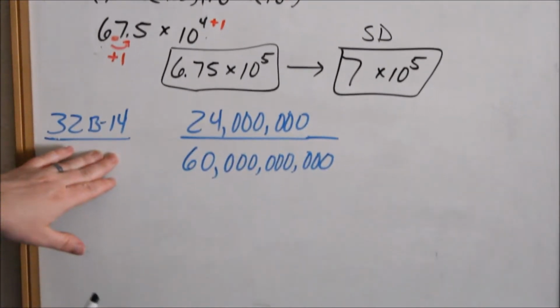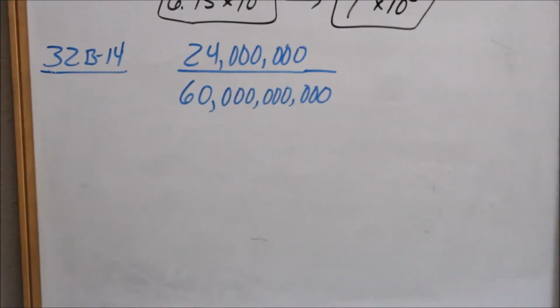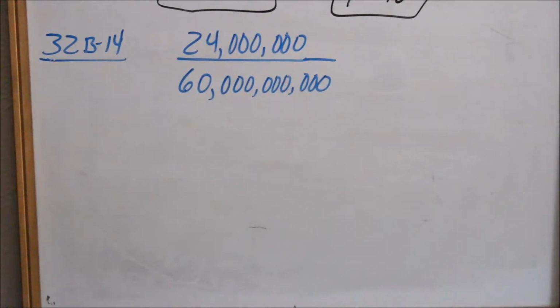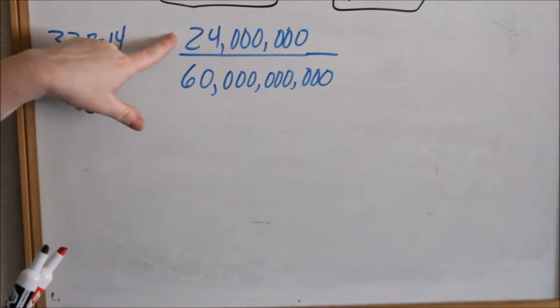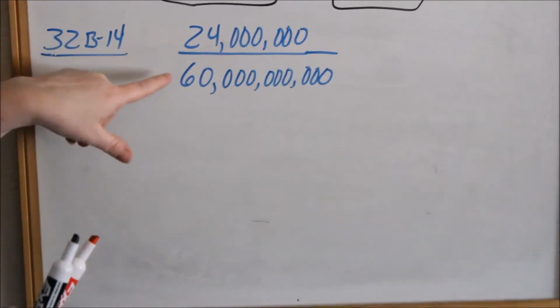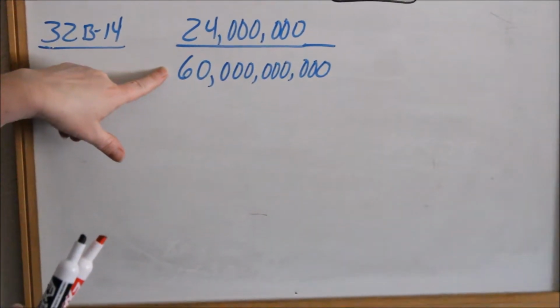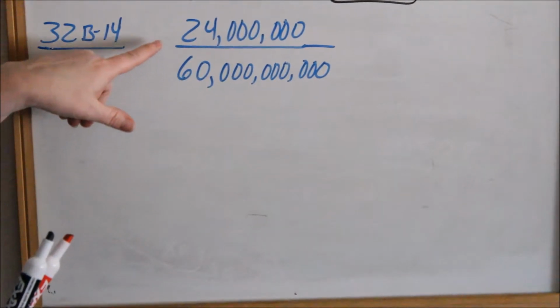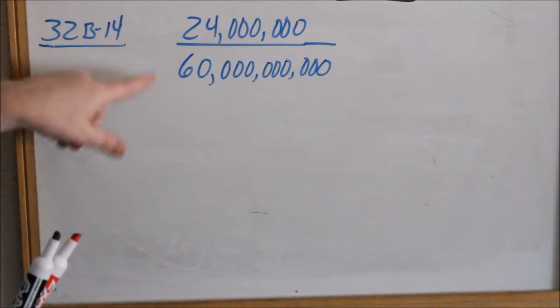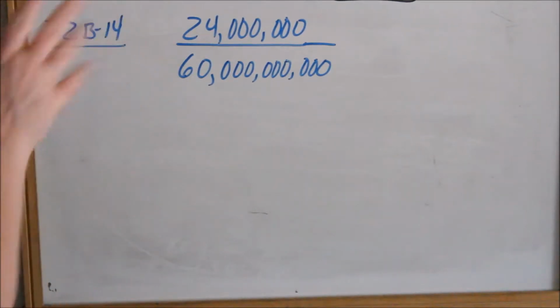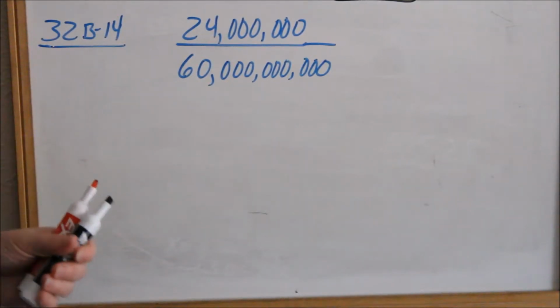Okay, let's go down to 32B14. Now we are dividing numbers, not multiplying. Before we were multiplying two numbers, now we're dividing. 24 million divided by 60 billion. Again, you can do this in your calculator, but I want to teach you how to do it by scientific notation.